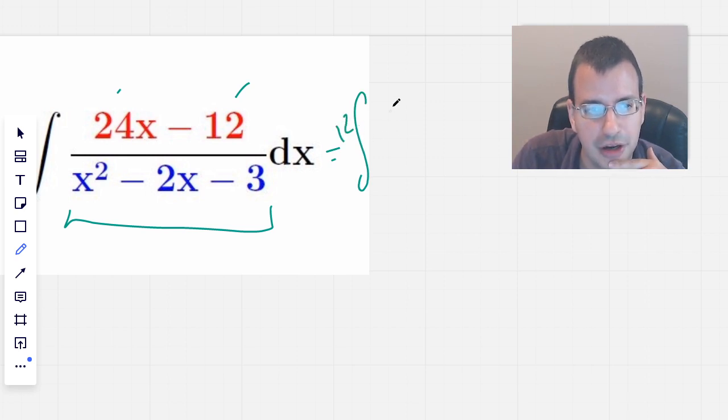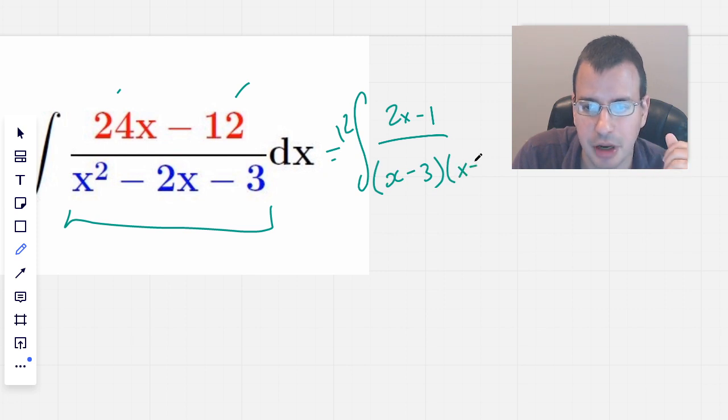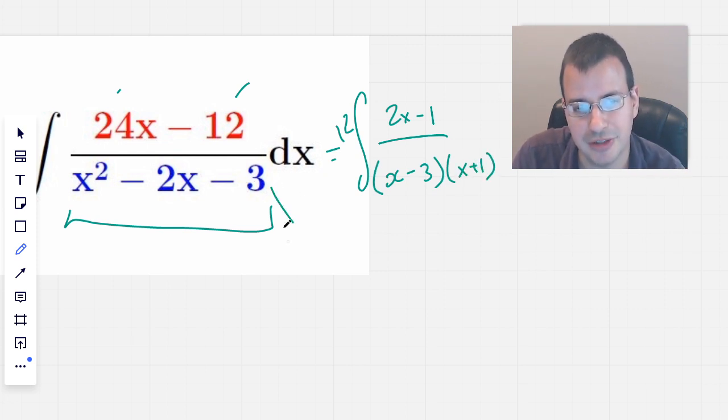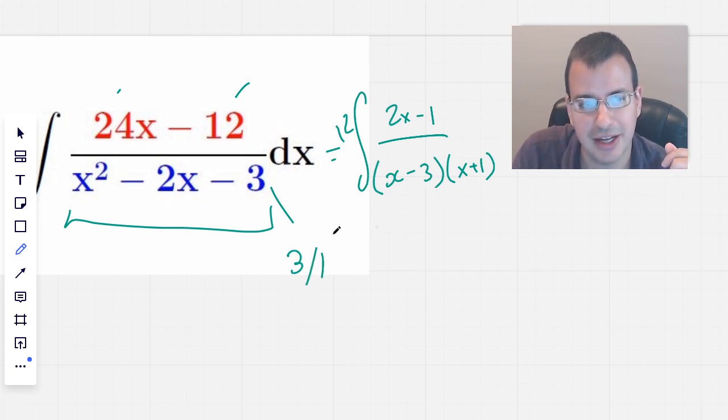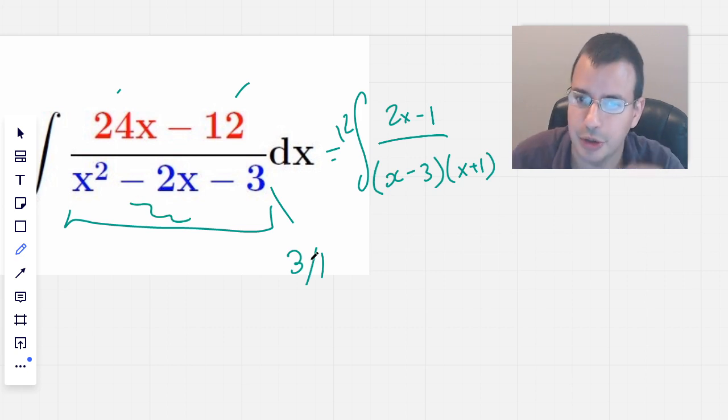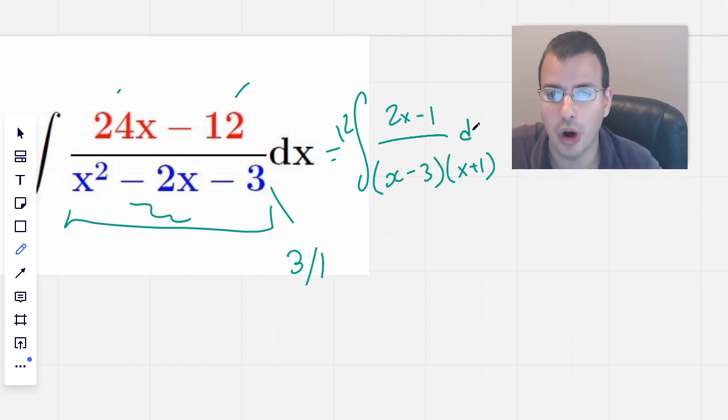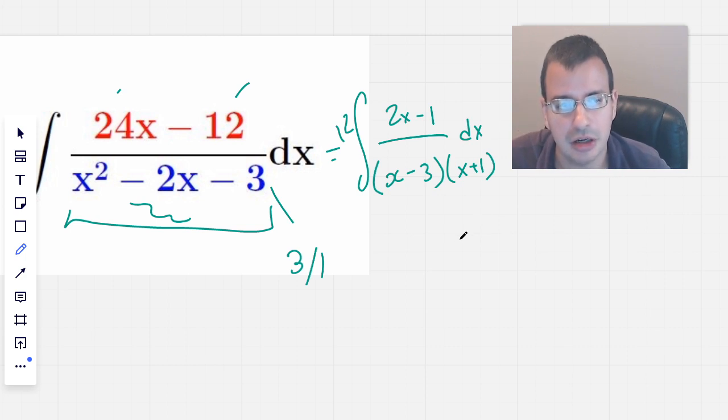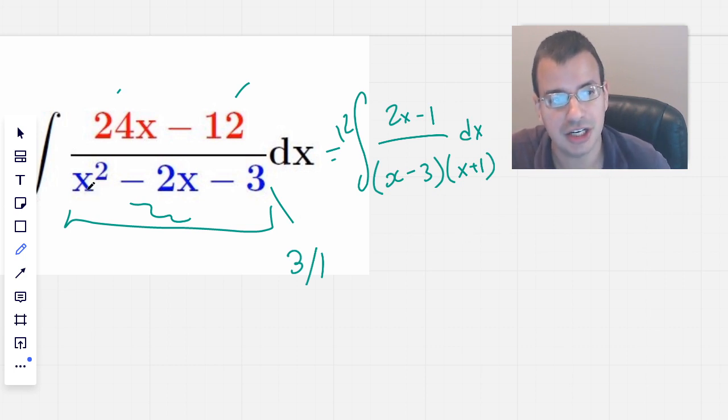We'll do 12 out here, (2x minus 1) over (x minus 3)(x plus 1). I know there's going to be a 3 and a 1 because the factors of 3 are 3 and 1. And we know it's going to be negative 3 because when we add them together, we get negative 2. So it means we're going to have negative 3, positive 1. From here, another thing to check is whether the derivative of the bottom gives us the top one, which it doesn't.